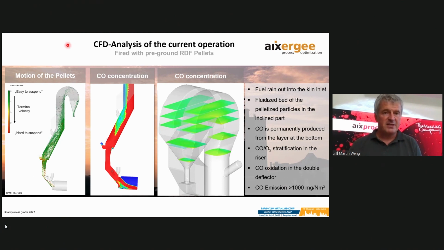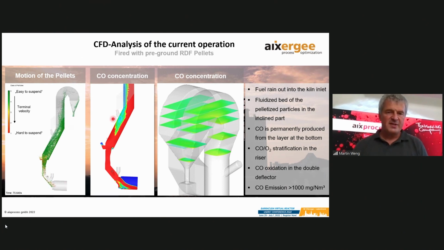are these particles here, and we color them not by size, but by a scale: hard to suspend in red and easy to suspend in green. And what you can see from the motion here, I hope you can see it, is that these hard to suspend particles rain out into the kiln inlet. What they should do is be suspended in an upflow, reacting during the upwards flow like the green ones do.